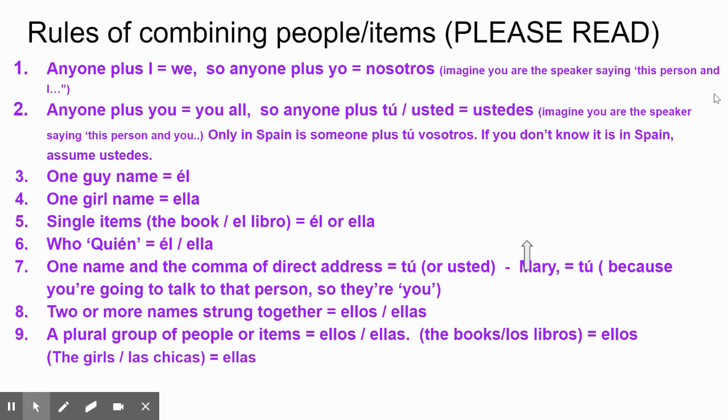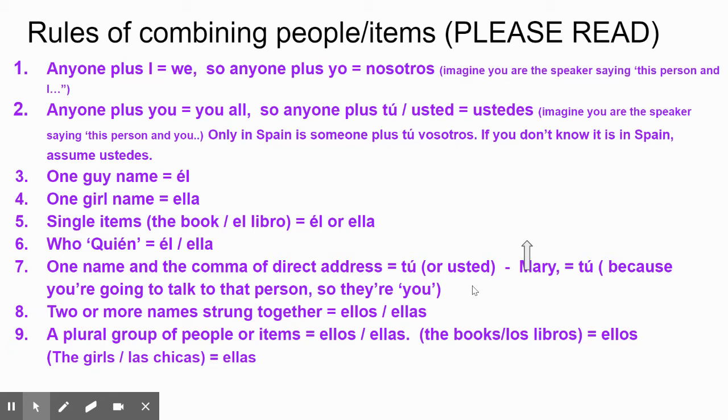If it's one guy, it's él. If it's one girl, it's ella. So we're talking about them, he or she. Single items, the book, we would say él or ella, if it's a masculine or feminine item. If it's quién and we don't even know, it could be él or ella. If it's one name in the comma of a direct address, so if I was talking to Mary, I would say Mary, comma, tú. Typically, it's going to be you, very familiar. But it would be usted if it's a person of respect, okay?